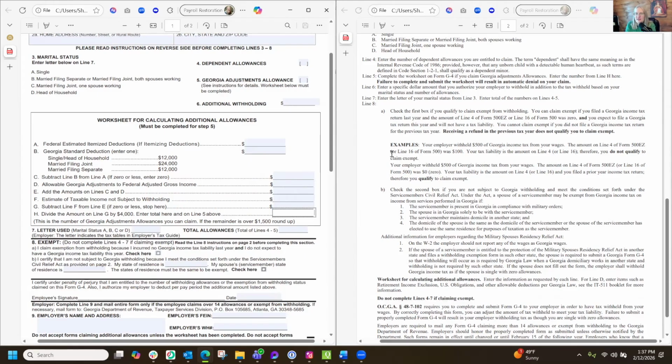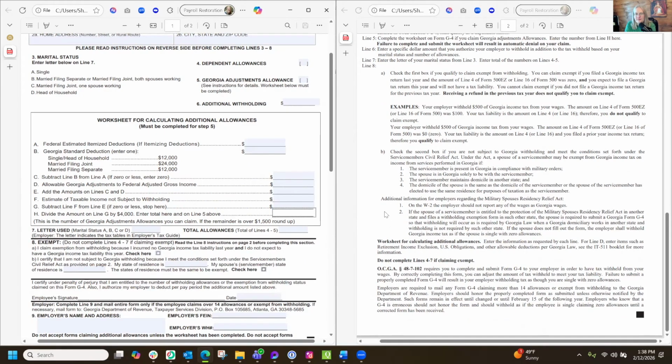So a little bit of the reasoning behind getting a refund does not qualify you to claim exempt. If you had $5,000 withheld from your paychecks and you got a $500 refund, you were still subject to tax. Just because you get a refund doesn't mean that you are not subject to having tax on your income.